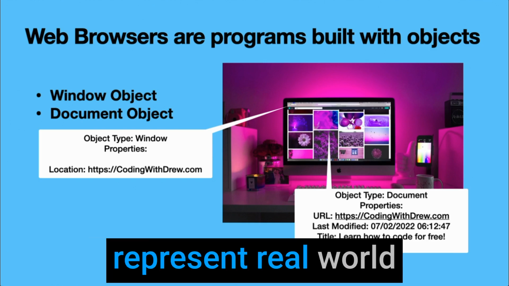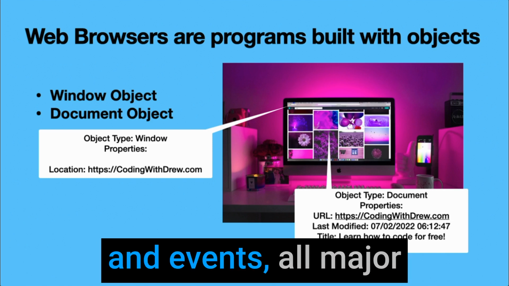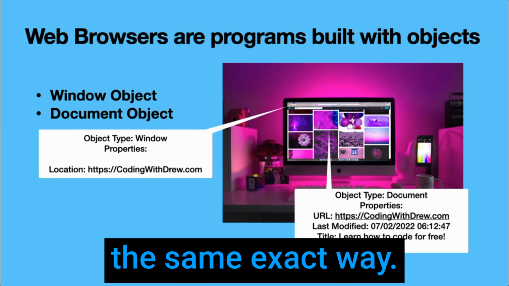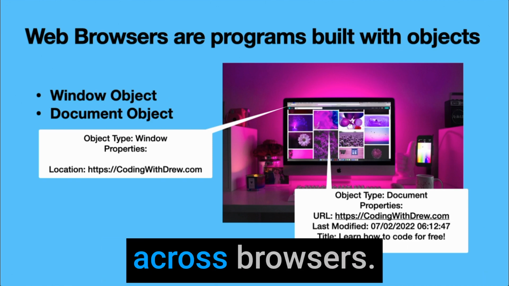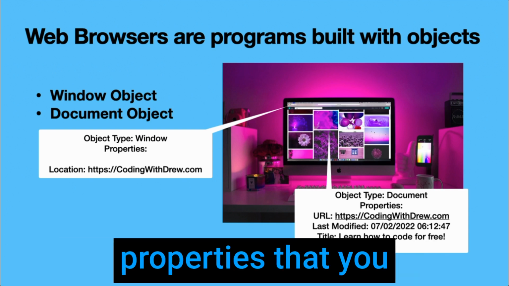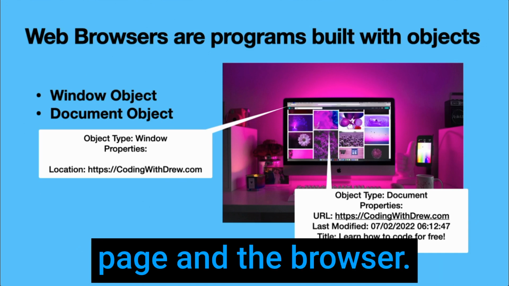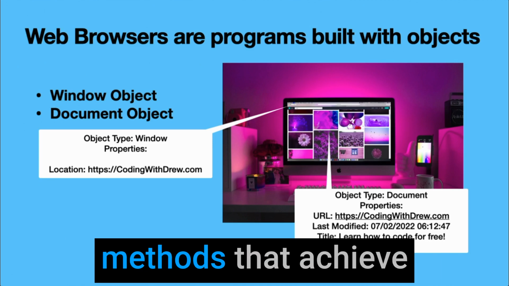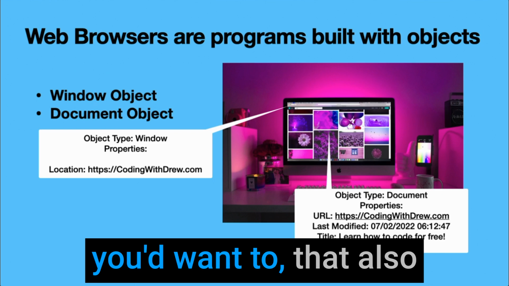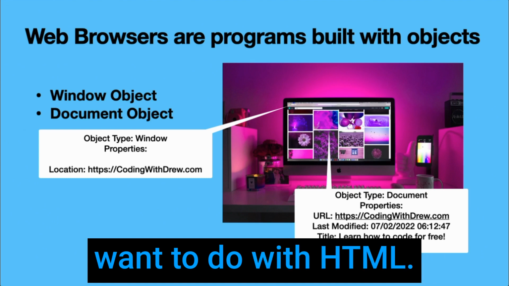Like other objects that represent real-world people, places, or things, the document object has properties, methods, and events. All major web browsers implement the document object the same exact way. This is how the same website works across browsers. The browser programmers have implemented properties that you can access to find out about the current page in the browser. They also provide written methods that achieve some common tasks that you'd want to do with HTML.